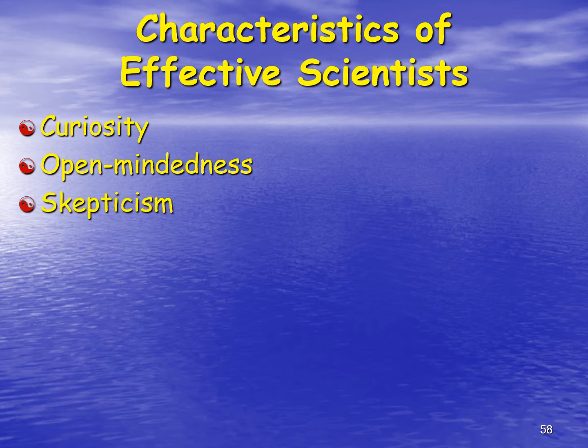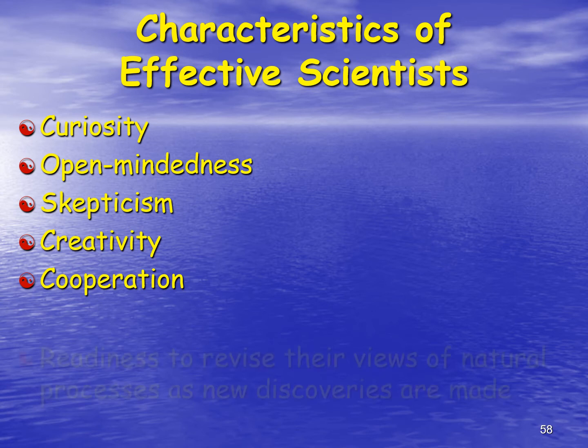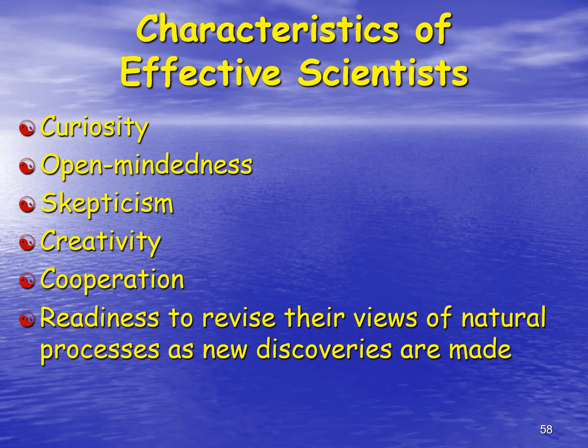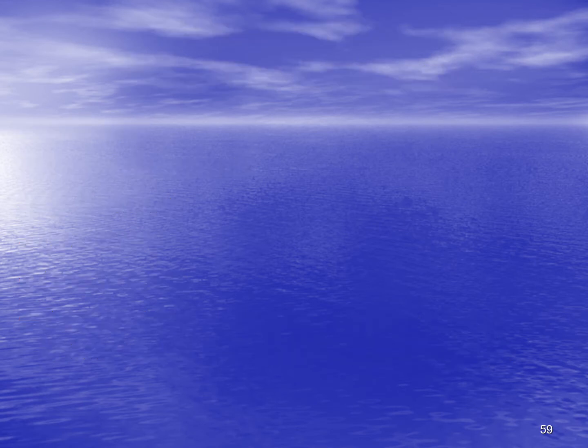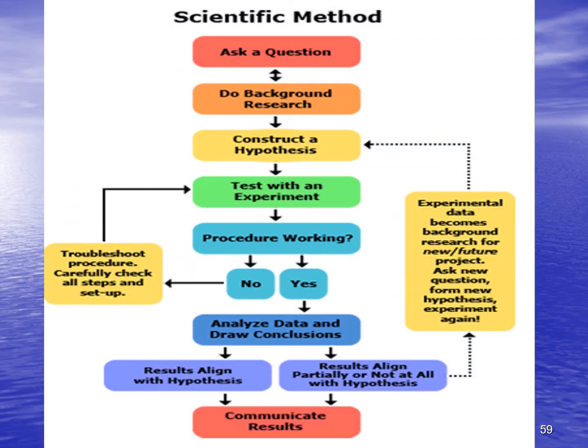We have to have skepticism. We can't just say, oh, he's an expert, so therefore he must always be right. Or, well, she's done this, so therefore she must be right. We actually have to have a good, healthy dose of skepticism. Creativity. We need to be able to come up with these hypotheses and experimentations to actually test them. And we need cooperation of others in our scientific field and even outside our scientific field. A readiness to revise their views of natural processes as new discoveries are made is quite necessary to be an efficient scientist.